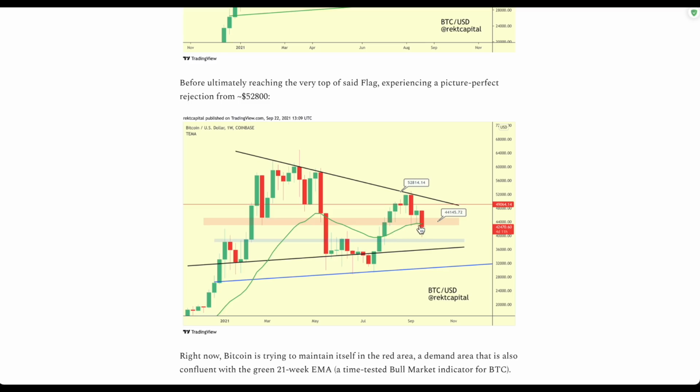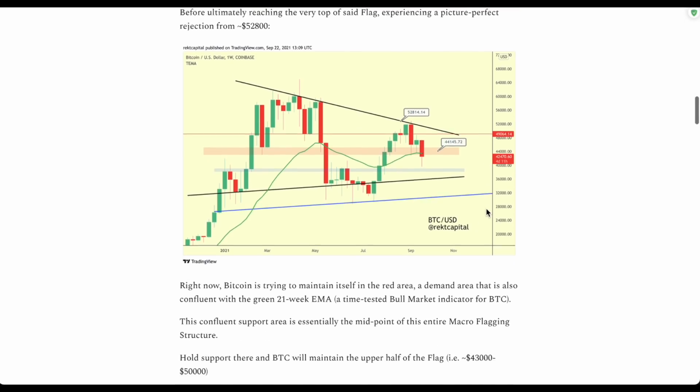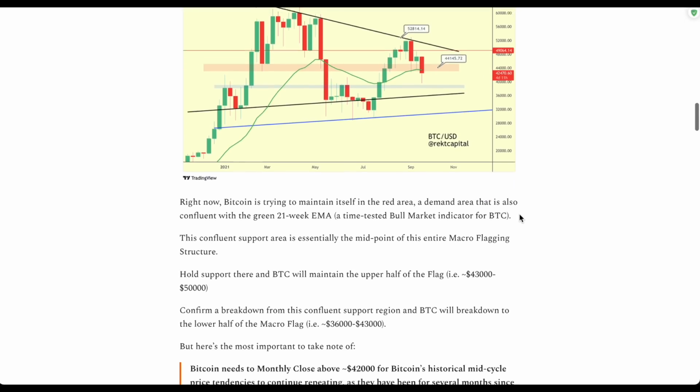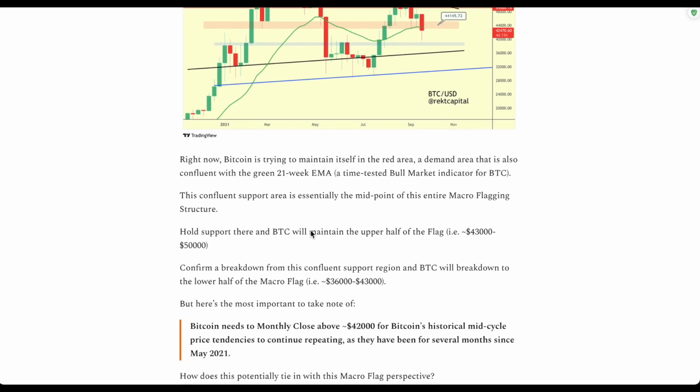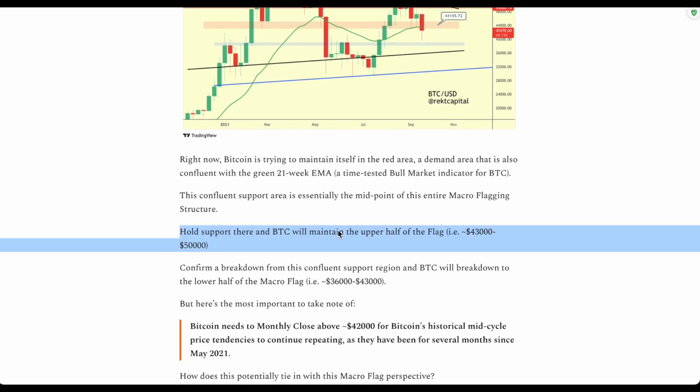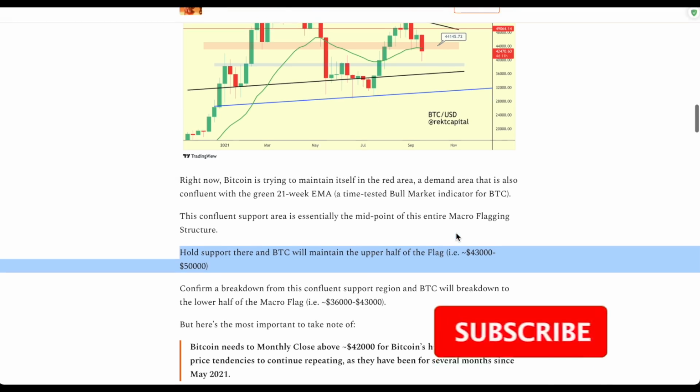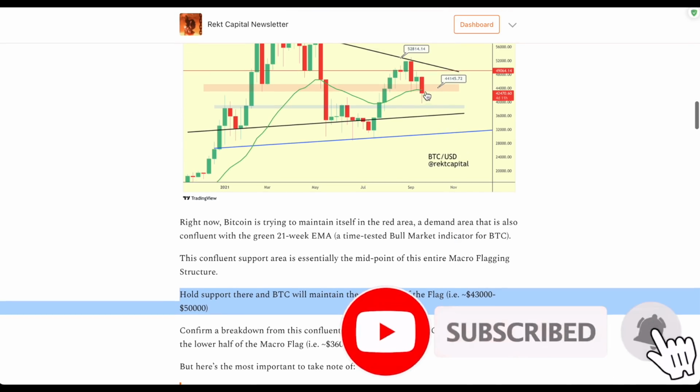And you can see that we're briefly losing these two areas, this major support area at around 43,000 and the Bitcoin bull market indicator that is the 21-week EMA. This is the support area that needs to hold, because for Bitcoin to maintain the upper half of the flag, it needs to maintain this support area right over here.